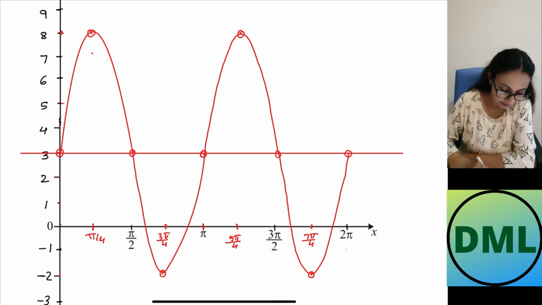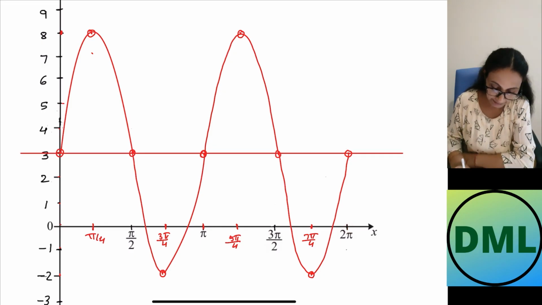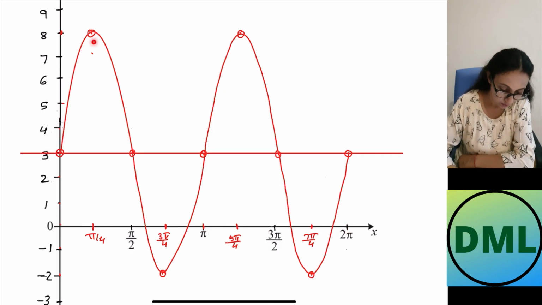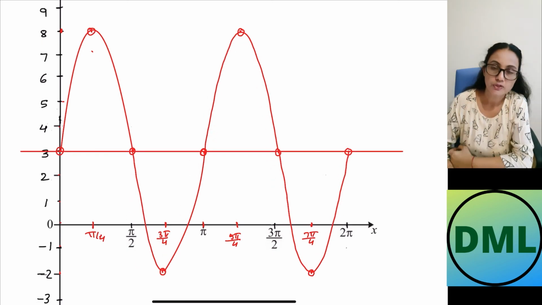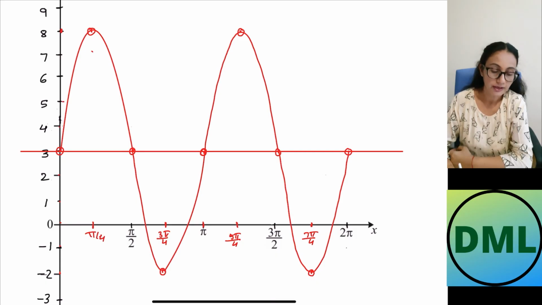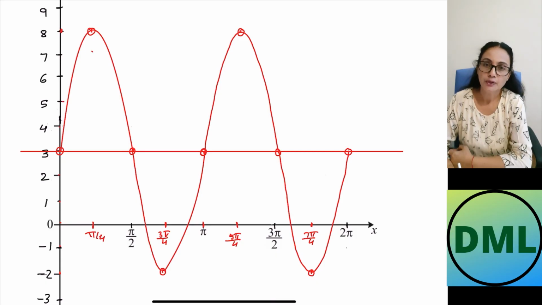We can see that within 0 to 2 pi radian, we have 2 cycles, 1 and 2. So this will be our graph for 3 plus 5 sine 2x.